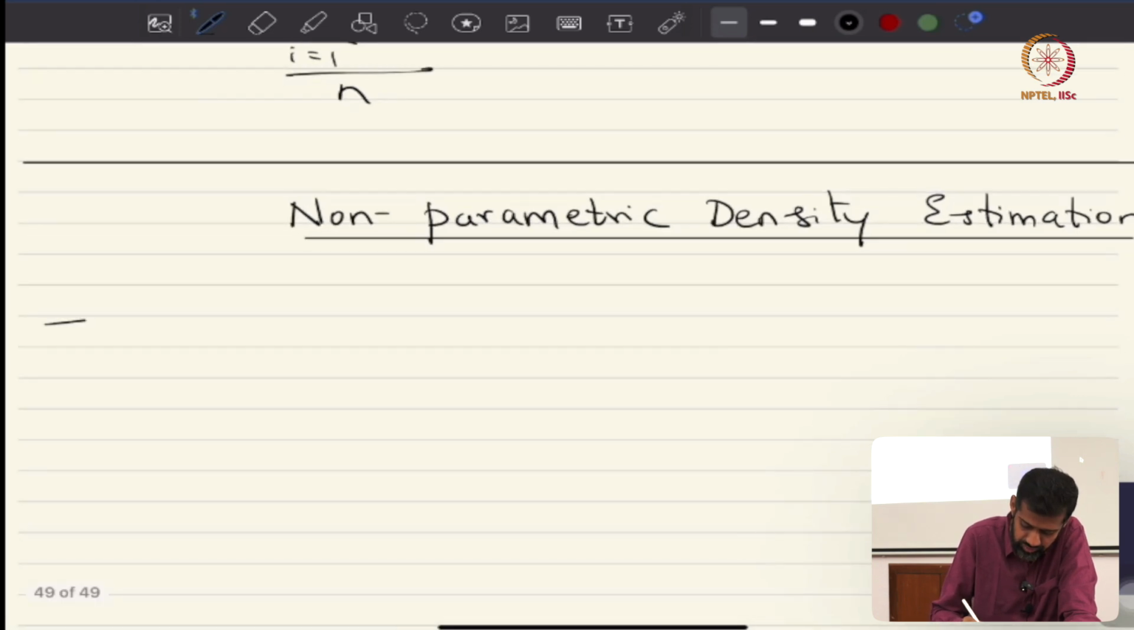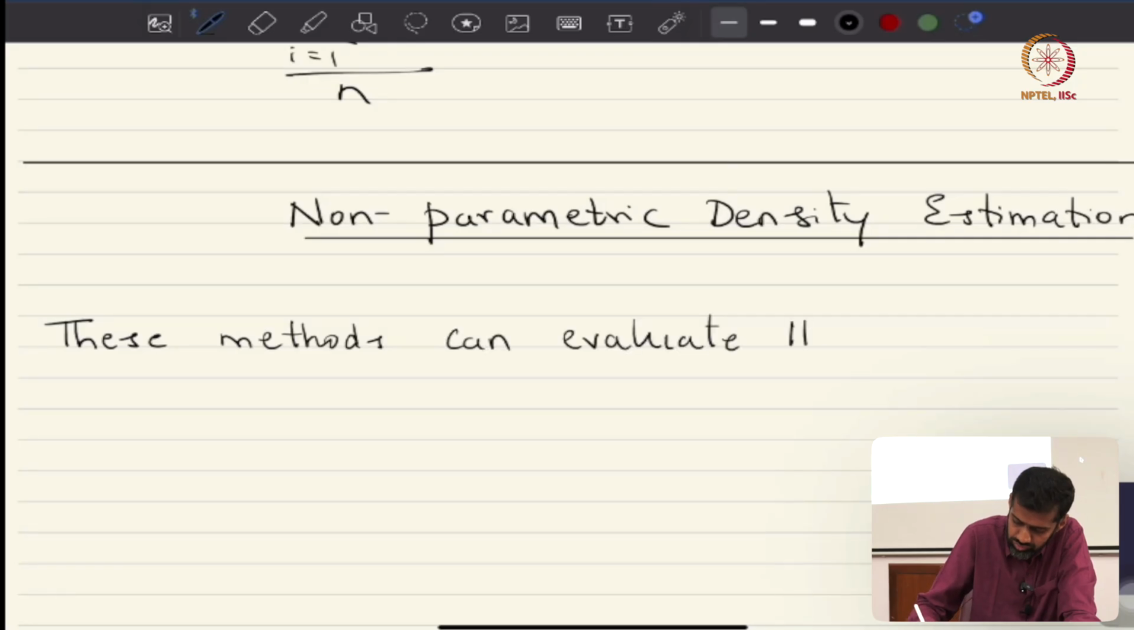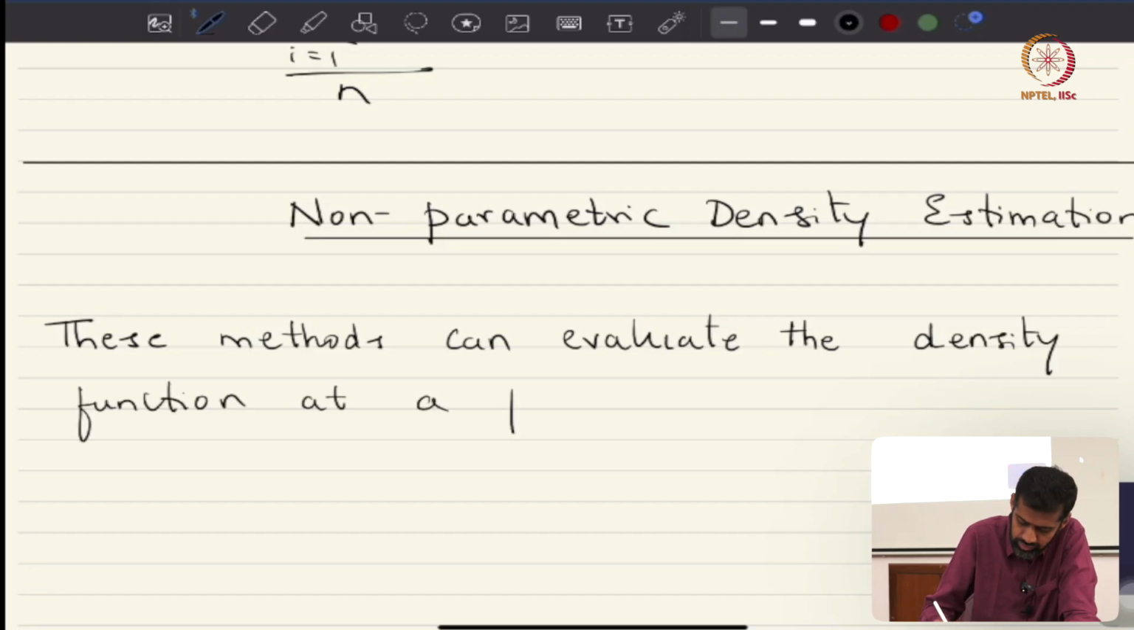These methods can evaluate the density function at a point without making any parametric functional assumption.